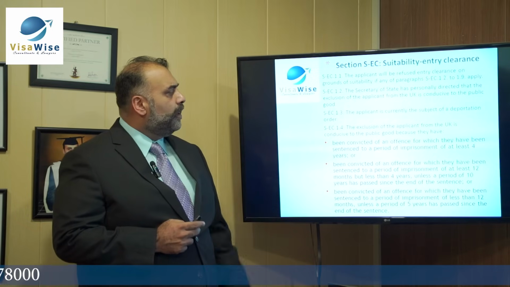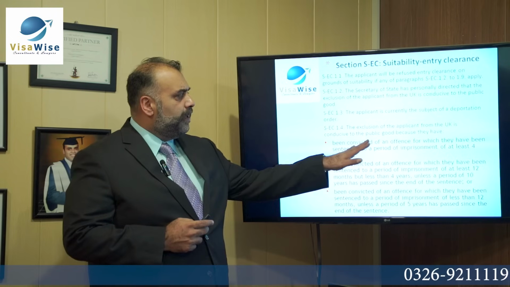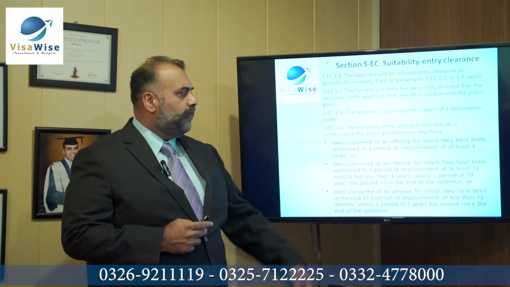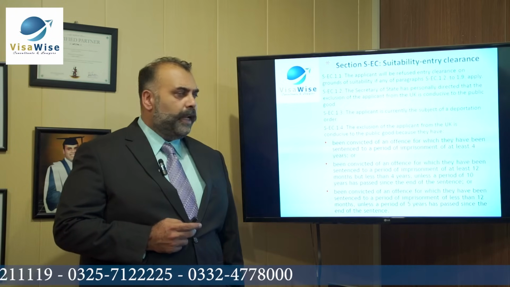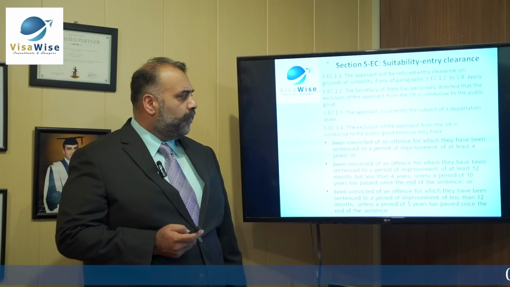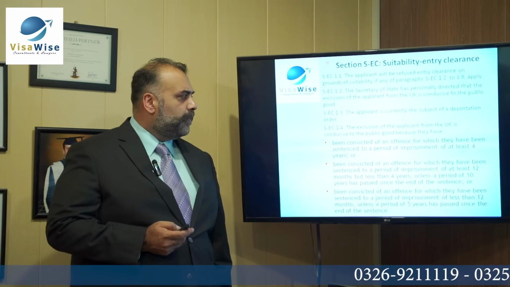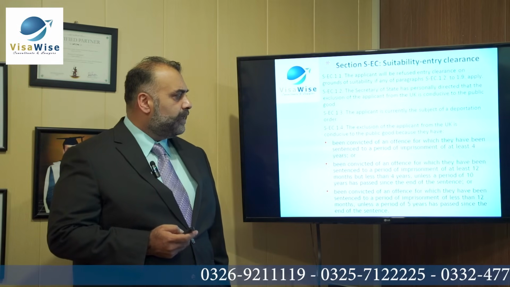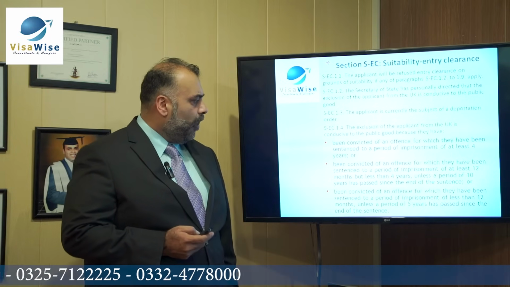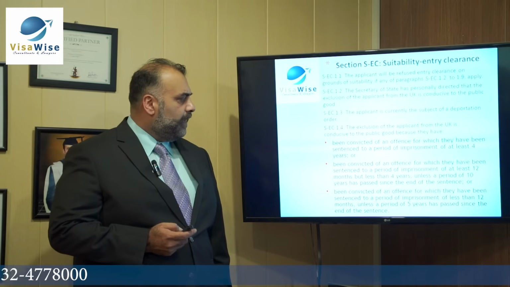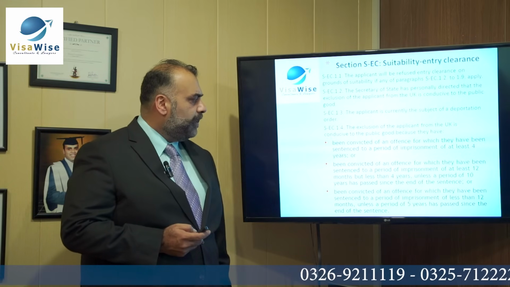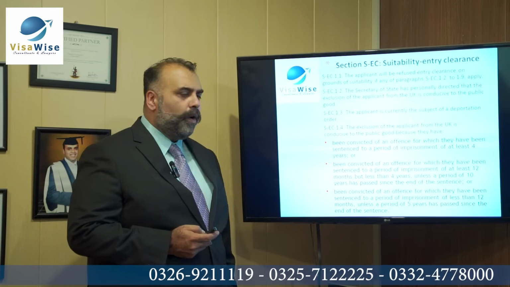Then it also talks about the person not being conducive to the public good because they may have been convicted of an offense for which they have been sentenced to a period of imprisonment of at least 4 years, or they have been convicted of an offense for which they have been sentenced to a period of imprisonment of at least 12 months but less than 4 years, unless a period of 10 years has passed since the end of the sentence, or been convicted of an offense for which they have been sentenced to a period of imprisonment of less than 12 months, unless a period of 5 years has passed since the end of the sentence.